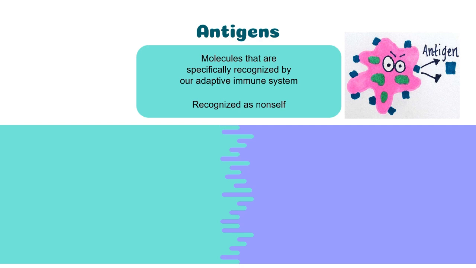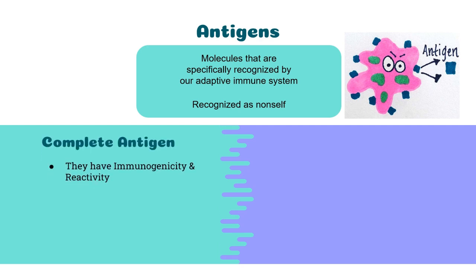So let's make ourselves familiar with some terms, which are, first of all, antigens. Antigens are mainly proteins that are recognized by our immune system as foreign. They are recognized mainly as non-self. So we have some antigens that are presented on our body cells that are self-antigens. These are not recognized by our immune system, so our immune system won't react against these. And also we have two types of antigen: the complete antigen and the incomplete antigen.